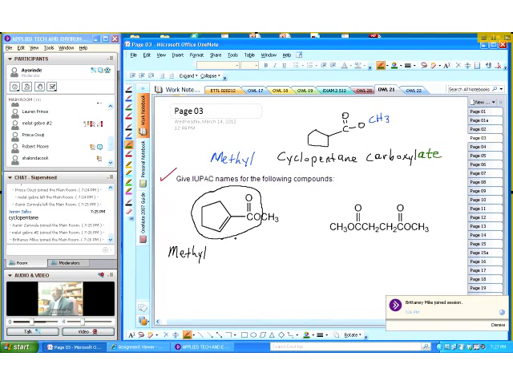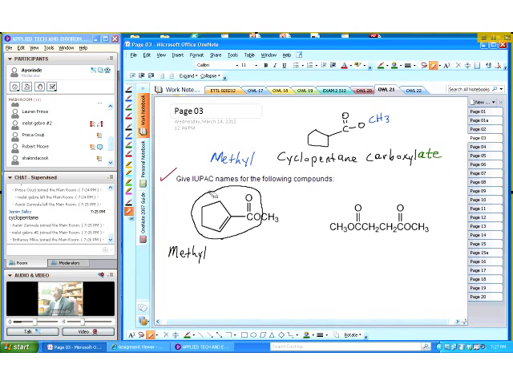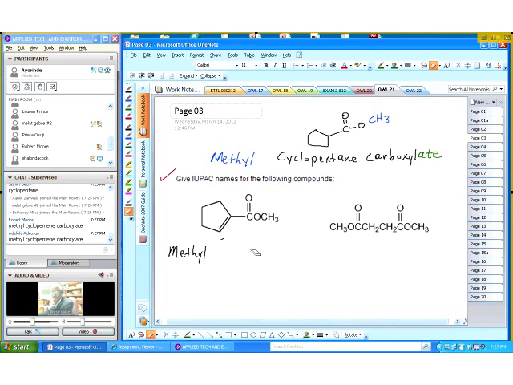Okay, now, having given you that information, what would be the name of this molecule here? Any idea? Okay, we have a methyl here, and then the corresponding carboxylic acid name will be methyl cyclopentane carboxylate. Almost there, you are almost there. The only thing that you need to do now is to indicate the position of the double bond. Exactly. Methyl 1-cyclopentane carboxylate, because this is position 1, position 2, position 3, position 4, position 5.